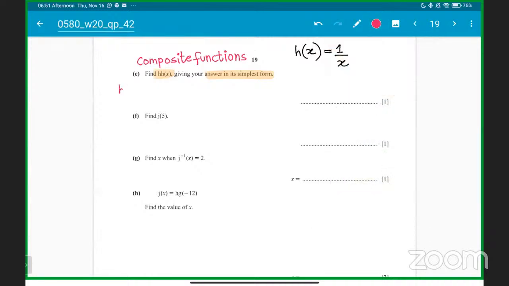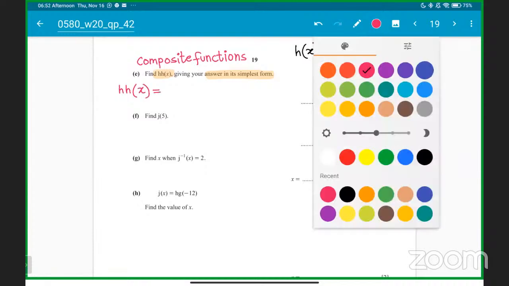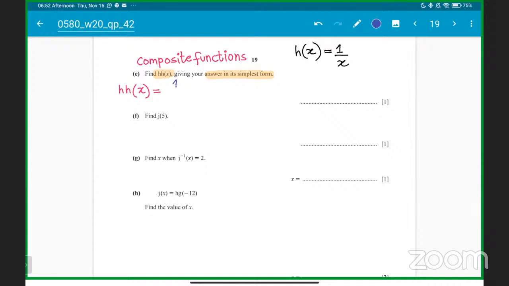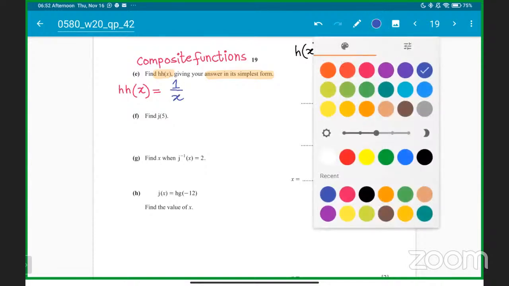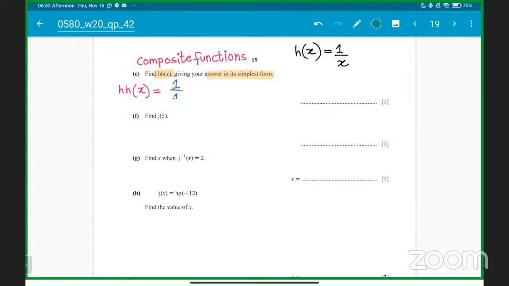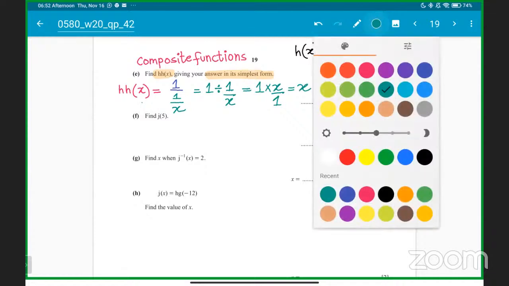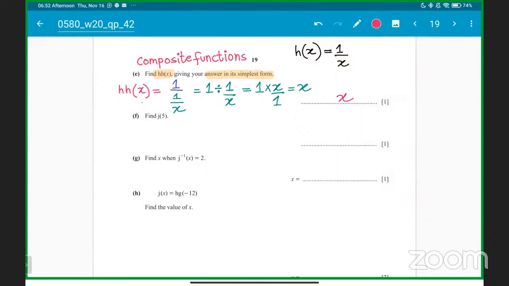So again, the same thing. Composite functions mean the x value being replaced by the function. So you're going to write down first the original function, that is 1 divided by x. And then you're going to replace the x and put the h(x) function again in it. This is the outer one. This is the inner one. So it will be 1 divided by 1 over x. So eventually you can simplify and you will understand that you are only going to get 1 multiplied by x over 1. You are going to get the answer for this as x. Hope everyone gets this. So h(h(x)) is only x.